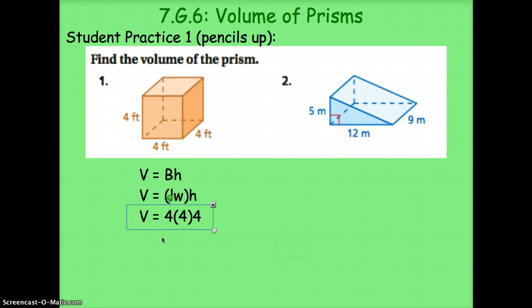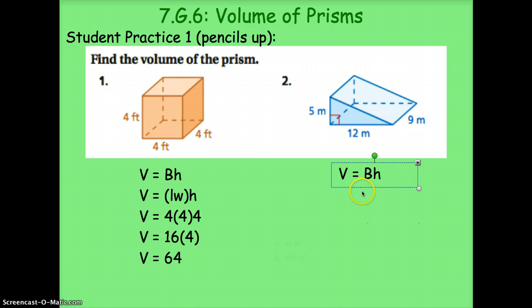Now I'm going to go ahead and do 4 times 4, which we know is 16. And then 16 times 4, which we know is 64. Of course, this is not my final answer because I do need my units and they need to be cubed, which we'll show you in just a minute. Okay, problem number 2. Now this one was the tricky one. Hopefully you did okay with this.